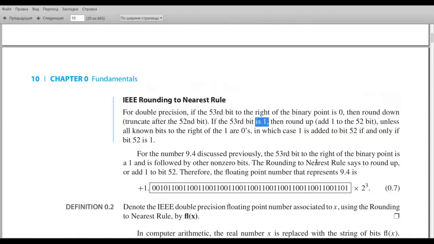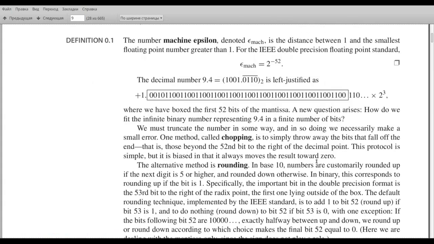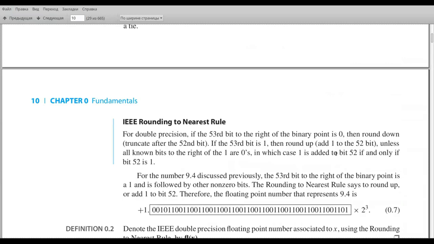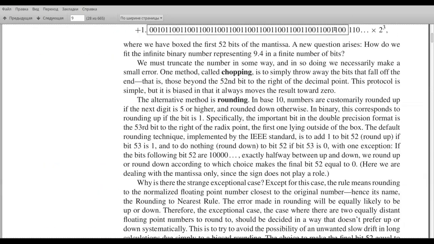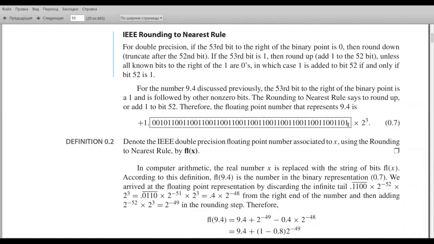So in other words, have a look at this representation. In this case, the first bit here is 1, right? So it means that, because there are nonzero bits after it, we round up. Have a look, pay attention that here we had 1100, but because this bit is 1, and the last bit which we had, the 52nd, was 0, we round up.